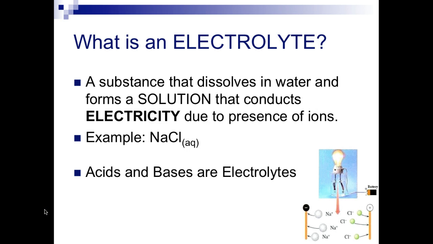What is an electrolyte? An electrolyte is a substance that, when dissolved in water and forms a solution, will conduct electricity due to the presence of ions. An example would be NaCl. Acids and bases are electrolytes because when they dissolve in water, they produce ions, and those ions can conduct electricity and light up a light bulb.